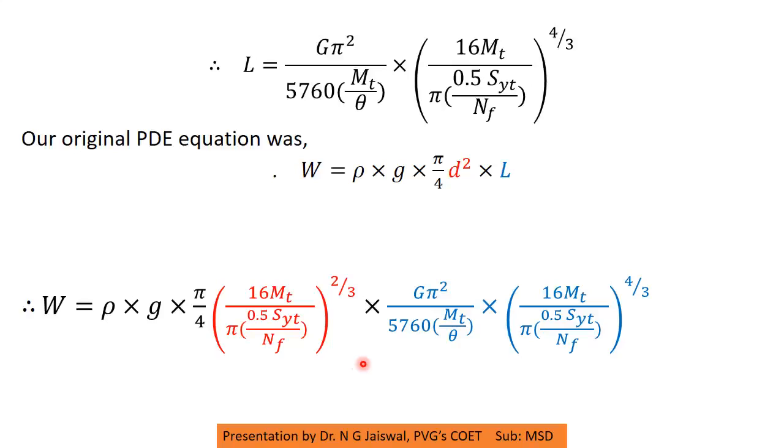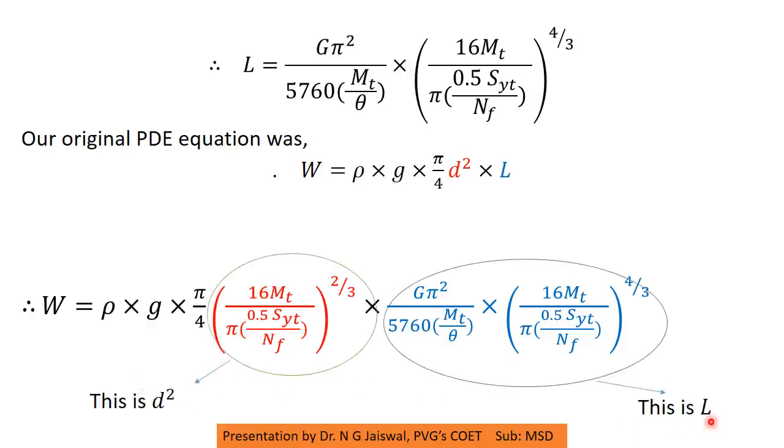Now the next task must be what? To separate all these parameters into sets of parameters. One set will be dependent on material, the other set will be independent of material, say. So this is D square, as I told you, and this is L. From the basic equation of PDE, we replace this by D square and L now.